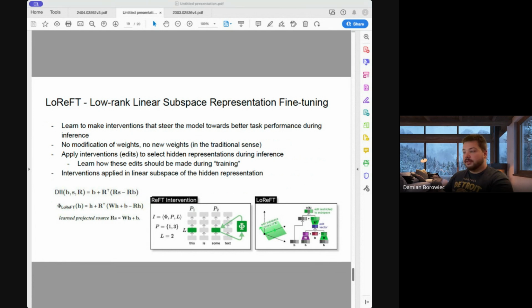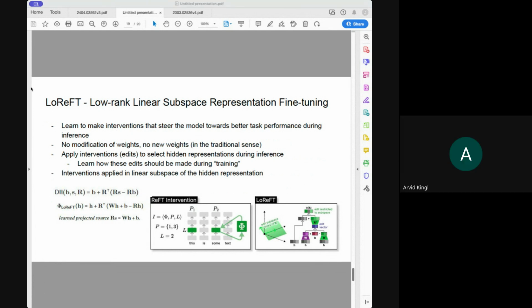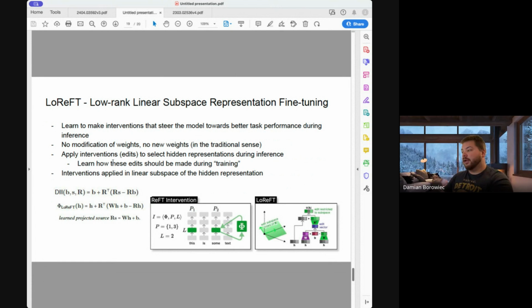Yeah, go ahead. Hello, just a quick question. It might not be the right place to ask this, but I was stumbling over this equation, and the R is a linear transformation, right? Yes, it's like a learned one. Depending on the implementation, I think it's like a set of, for this specific LoReFT equation, a set of two matrices. It's similar to LoRA in a sense that it's down projecting and then up projecting.